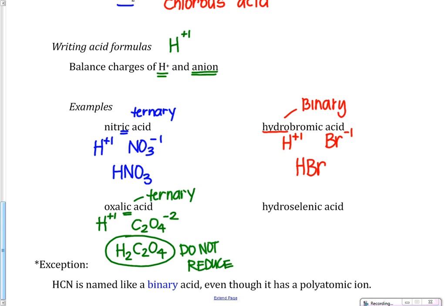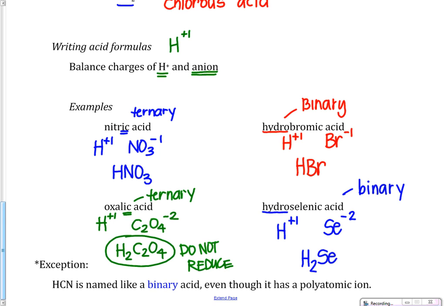Last example for writing formulas, we see hydro again. Hydro always means that it's binary. That means it contains 2 elements, hydrogen with a +1, and since this says selenic, that means the other element must be selenium. And looking at where it lives on the periodic table, you'll see that it has a charge of -2. So the formula should be H2Se. It will take 2 H's to negate the Se. So that is the formula for hydroselenic acid, H2Se.